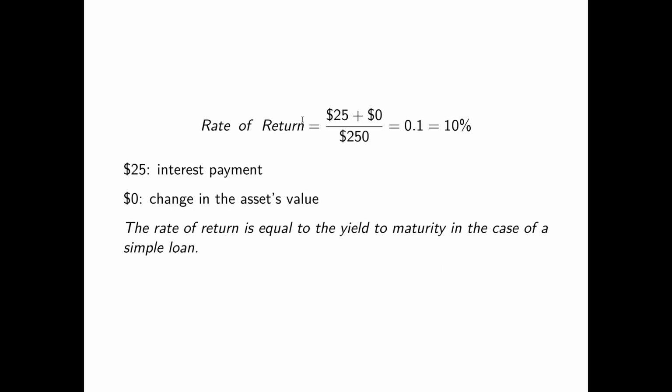But we can calculate the rate of return. So this is the payments received, if you are the person who gave the loan, for example. This is the payment received because you gave the loan, because you hold that financial asset. And this is the change in the price of the asset, which is 0. All this as a percentage of the purchase price, which is 250, and this is the rate of return, 10%. So in the case of a simple loan, the rate of return is equal to the yield to maturity. I said earlier that the two terms can be used interchangeably in many cases, but it's not always true that they are the same.